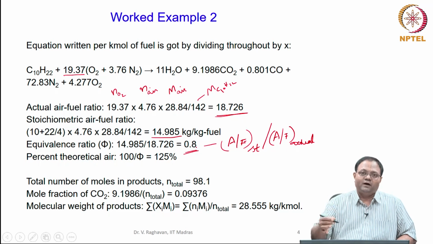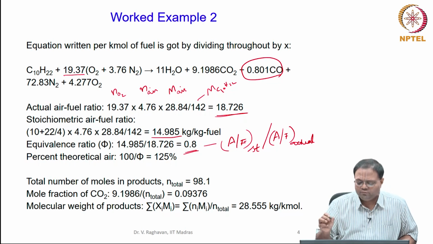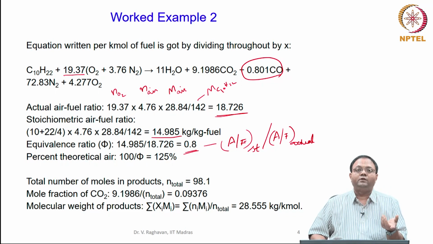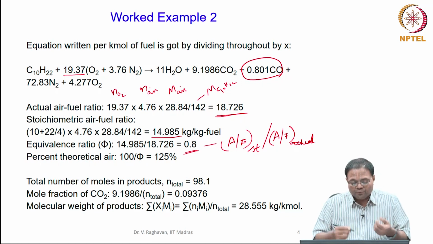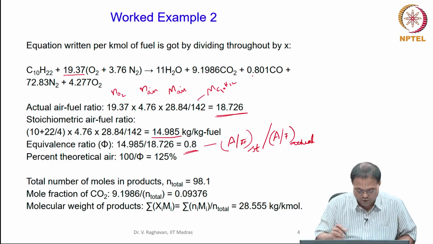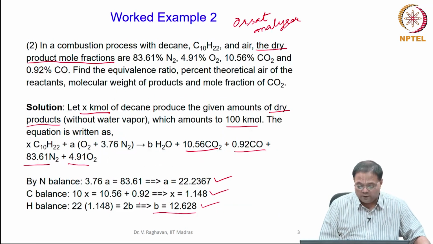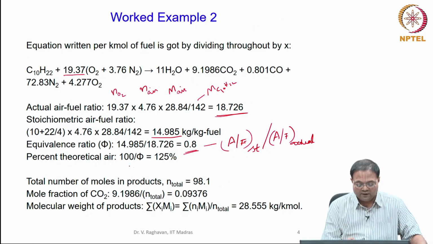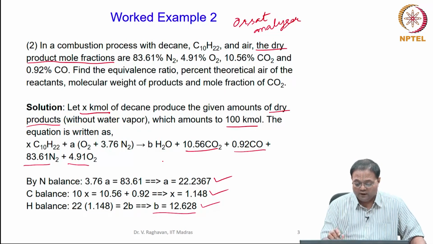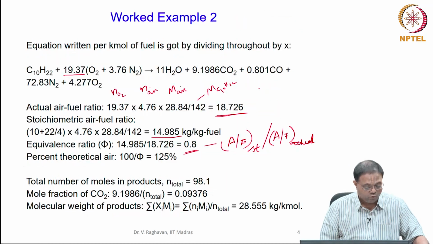Even if you supply excess air, due to dissociation, you find that a little amount of CO is formed in the products because of dissociation. Okay. So now what is asked? So the equivalence ratio is got, then percent theoretical air, percentage theoretical air is 100 by phi, so 100 by 0.8, so 125%. Then you want the molecular weight of the products and the mole fraction of CO2.